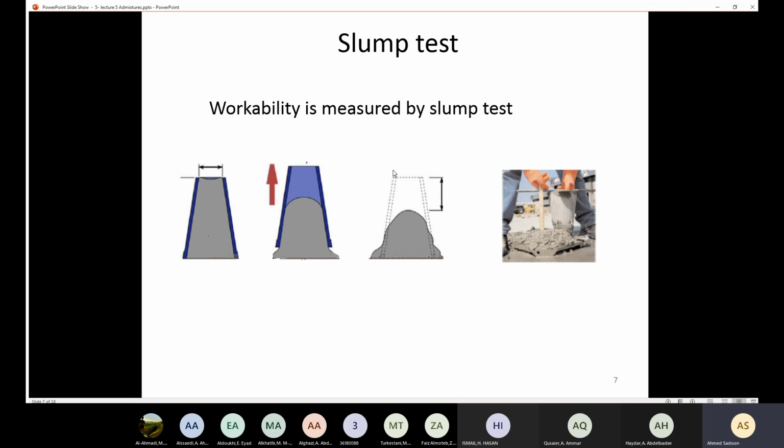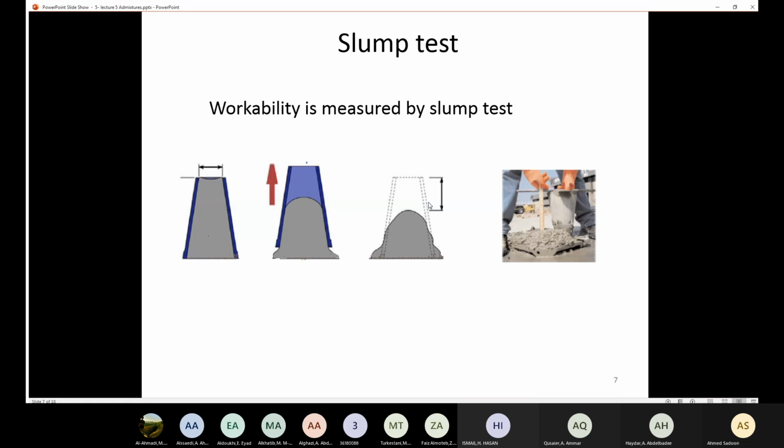Then we are going to compare the original distance with the final distance after I release the conical shape. This distance from here to here, we call this the slump. So if the value of the slump is larger, it means that the workability is better. For example, if this value is here, that means the workability is not good compared with this slump.